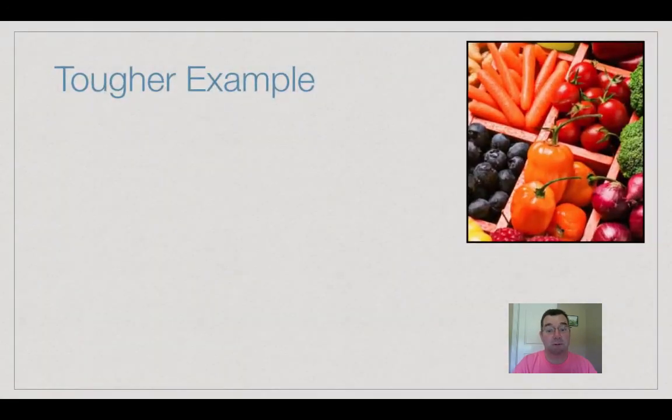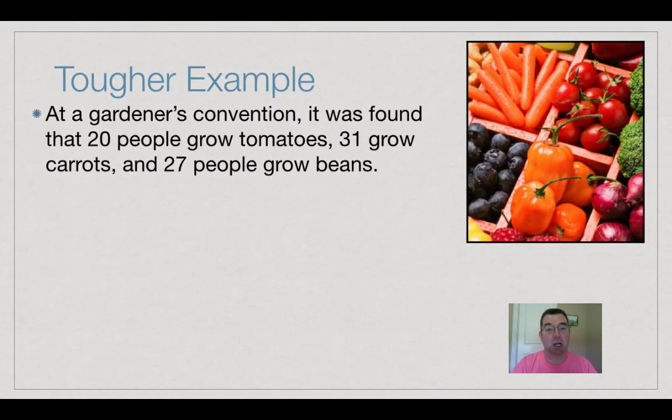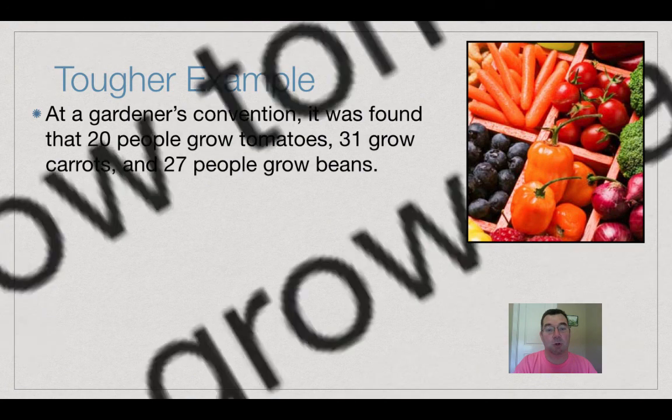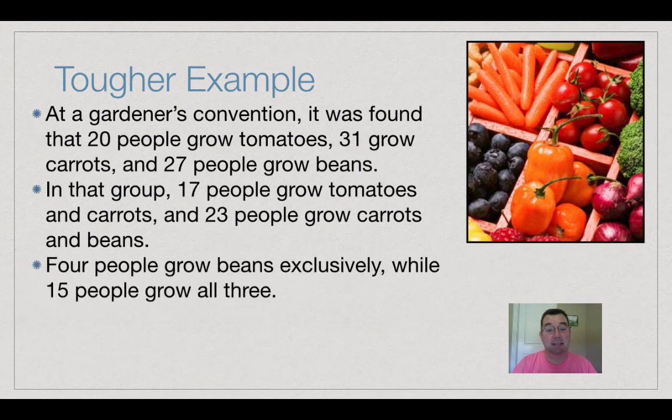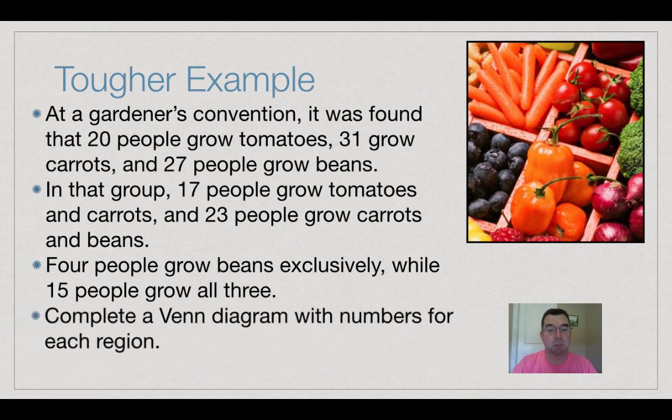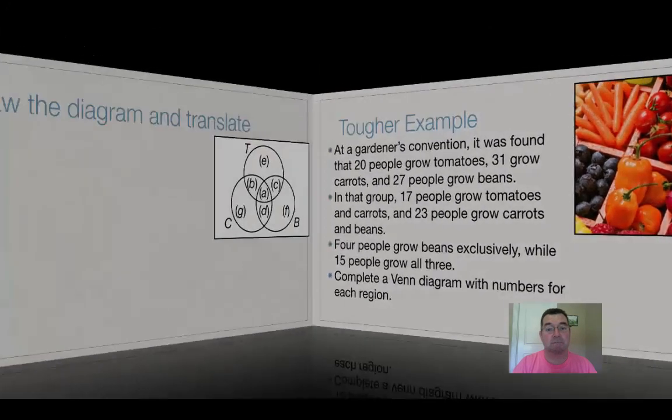We're going to go through a tougher example now. We've got a gardener's convention, and 20 people grow tomatoes, 31 people grow carrots, 27 people grow beans. In that group, there are 17 people that grow tomatoes and carrots, and there are 23 people that grow carrots and beans. And there are 4 people that grow beans exclusively, meaning they don't grow anything else, and there are 15 people who grow all 3. All right, so we're going to complete a Venn diagram with numbers for each region.